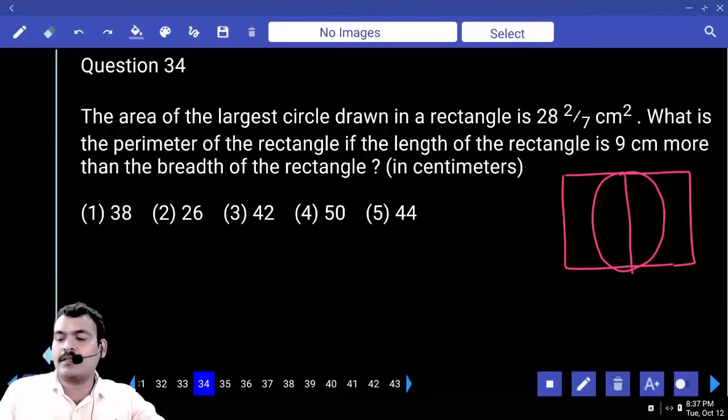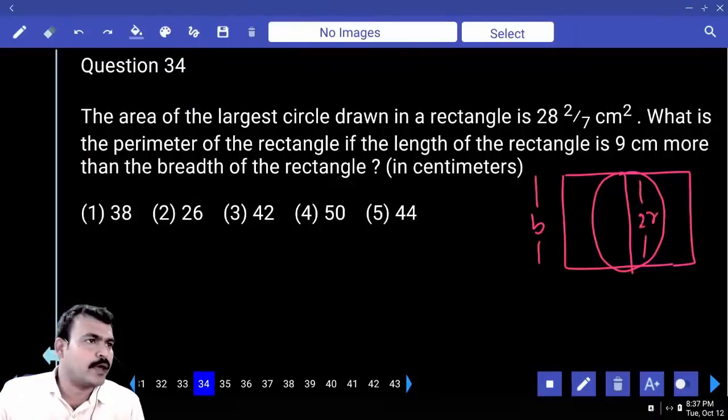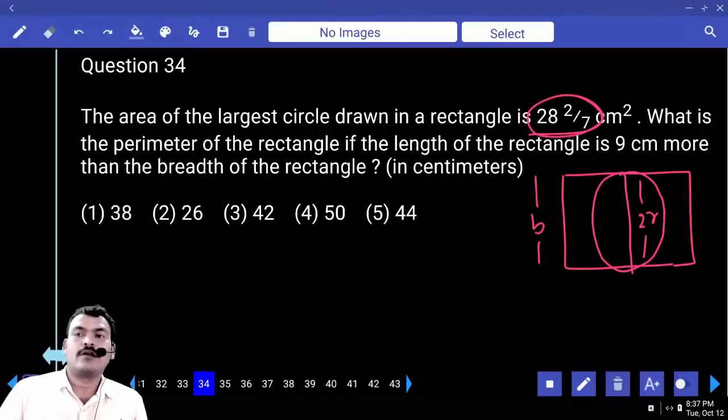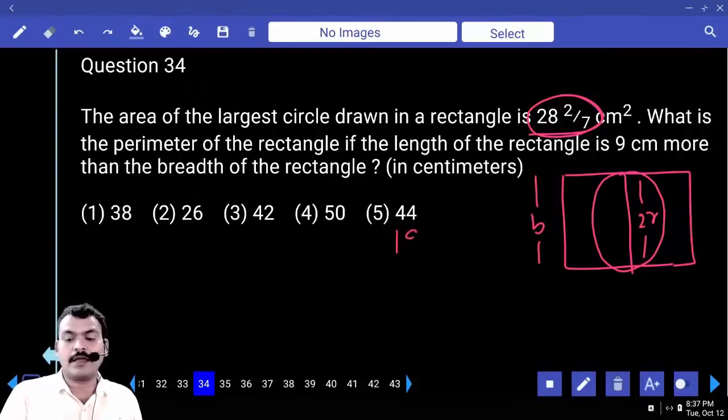Top and bottom means the diameter of the circle. The diameter of the circle is also equal to which one? Breadth of the rectangle. What is the diameter of a circle? 2r. Then 2r is equal to which value? Breadth of the rectangle. But the area of the largest circle is given as how much? 28 2 by 7. 7 20 is how much? 140. 7 8 is 56. Total it will be 196 plus 2, 198 by 7.